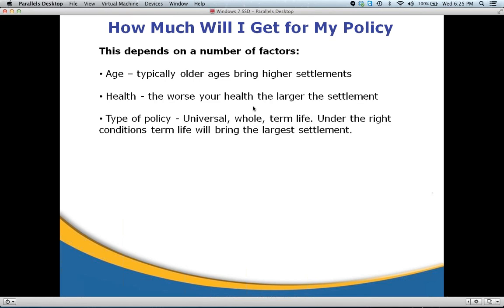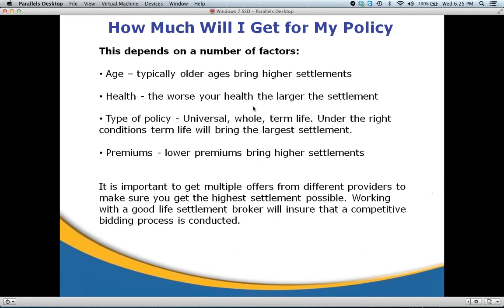So the lower the premiums, the better the return, the more money you're going to get. We already covered premiums. Now, it is important to get multiple offers from different providers to make sure you're getting the highest settlement possible. If you work with a good life settlement broker, they'll ensure that a competitive bidding process is conducted. It's a fairly small market, so most good brokers can get to the majority of the market and make sure you've got a competitive bid.